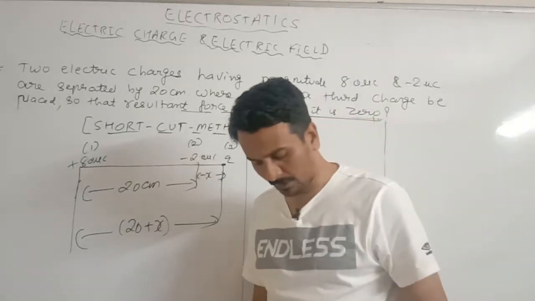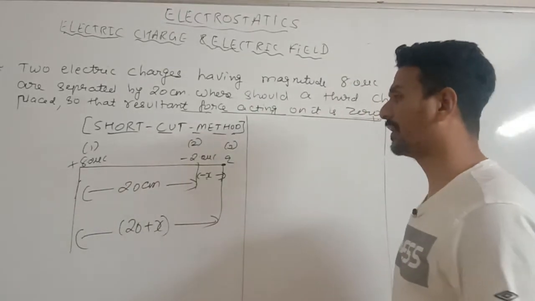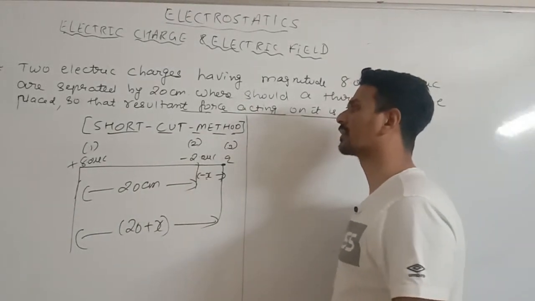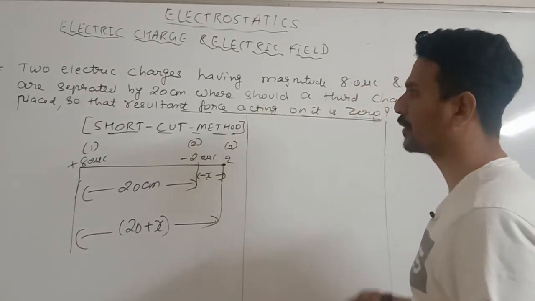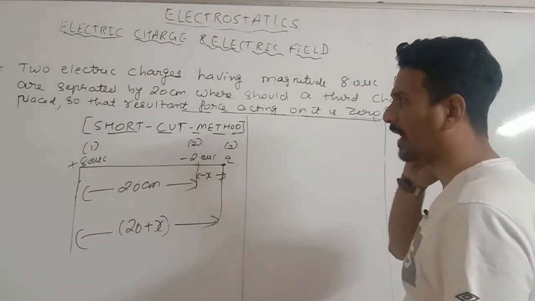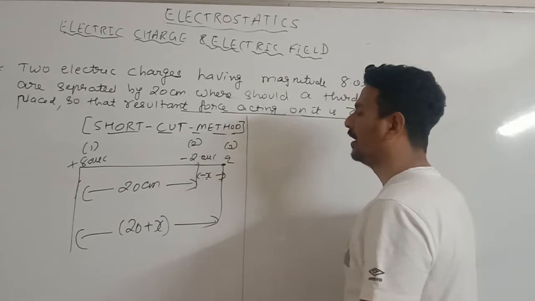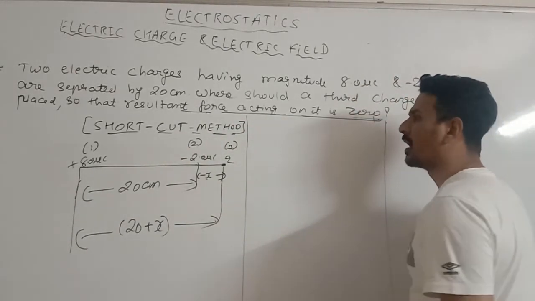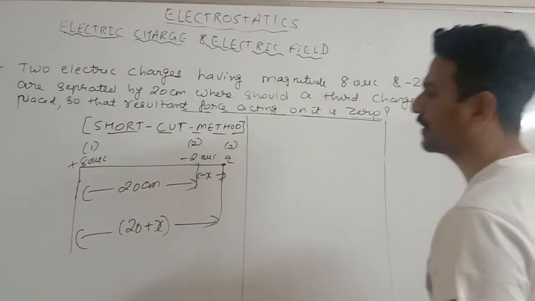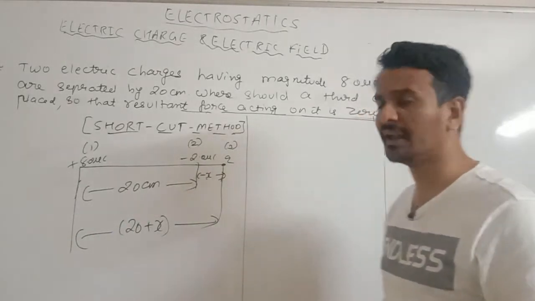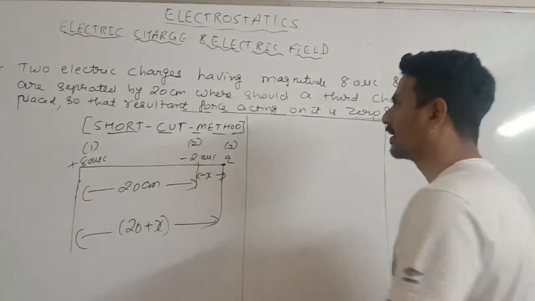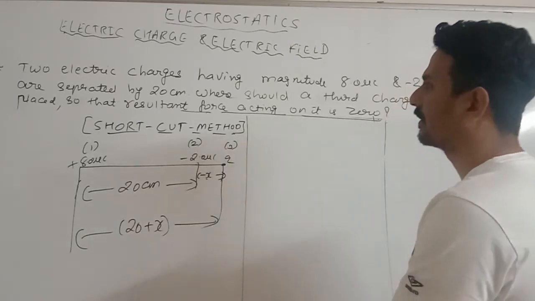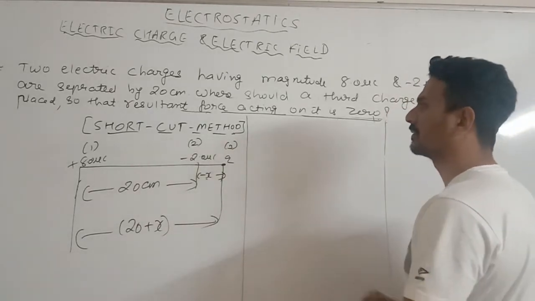Okay, so for this sum, in the previous video, I explained the concept, how to solve the sum, and how to use the superposition principle, and you can get the answer, right? But there is a shortcut method of solving this sum. If this kind of question is asked in NEET or JEE, then you can solve it within seconds.